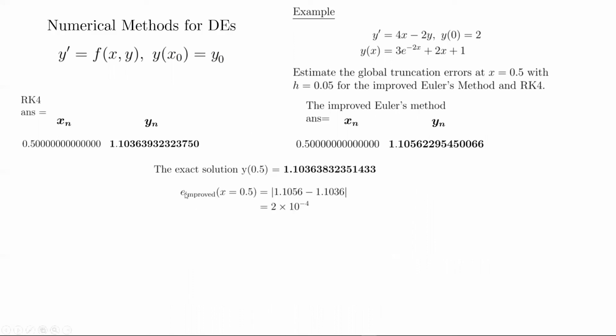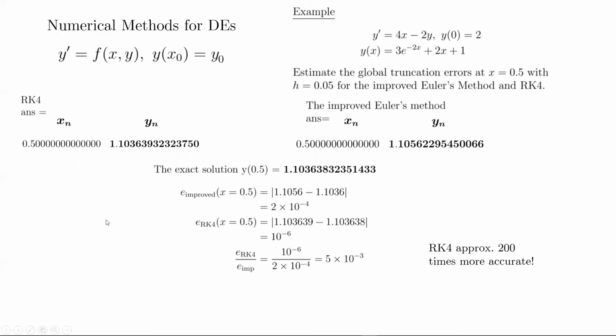The error in the improved Euler's method is the predicted value minus the exact value, which is pretty small, 2 times 10 to the negative 4. But the error in the Runge-Kutta 4 method is even smaller. It's 10 to the power of negative 6. And how much smaller? If I take the ratio of the error in RK4 divided by the error in the improved Euler, it's 5 times 10 to the negative 3. So RK4 is approximately 200 times more accurate than the improved Euler method for this problem.